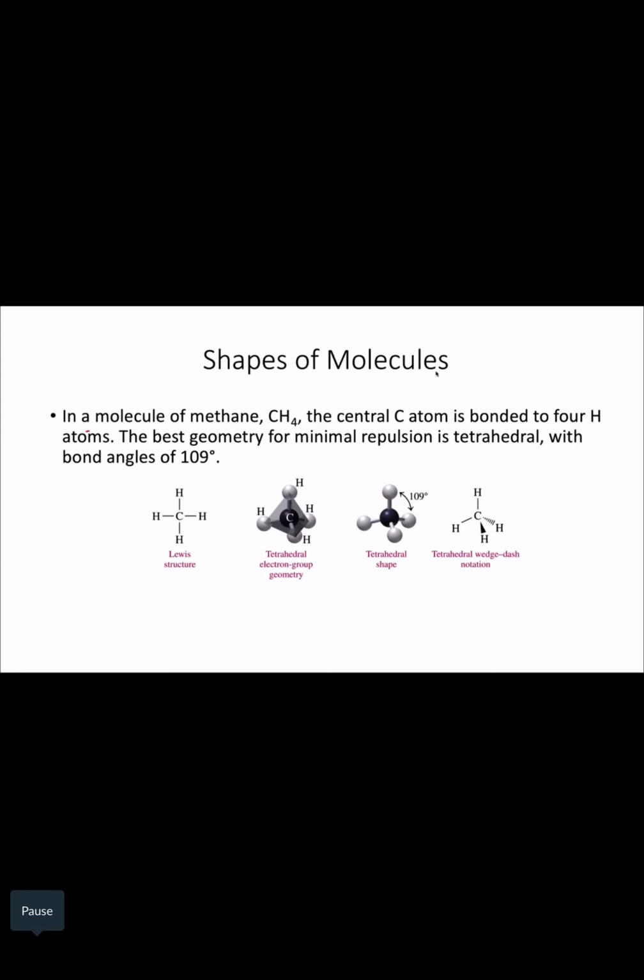Example, in the molecule methane, the central atom is going to be carbon. It's bonded to 4 hydrogen atoms. We talked about in Lewis-Dot structure why. But now we have to be careful. We have to deal with the geometry. We haven't paid attention to geometry. And the geometry that gives the minimal repulsion for the methane, for the carbon, is going to be tetrahedral with bond angles of 109.